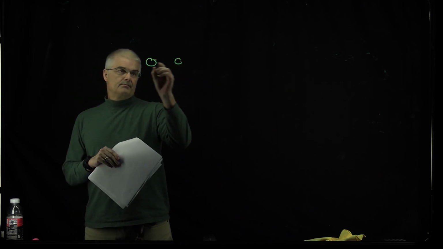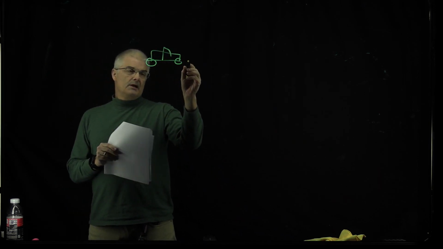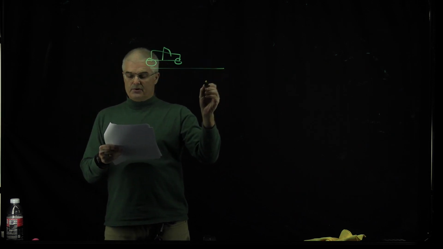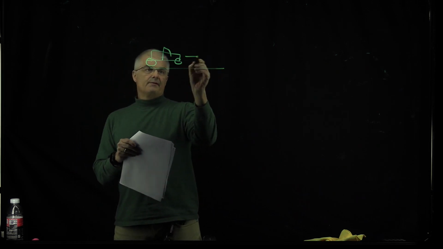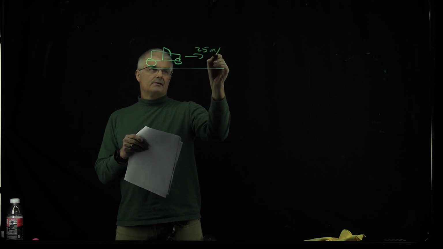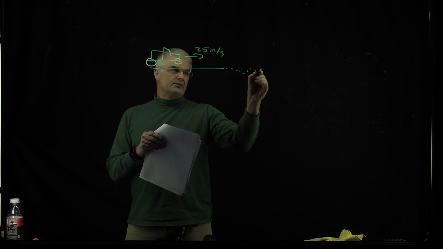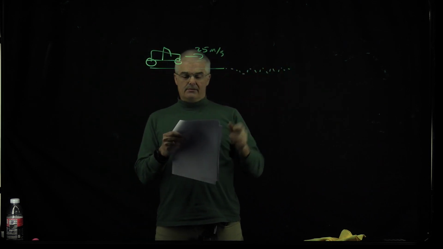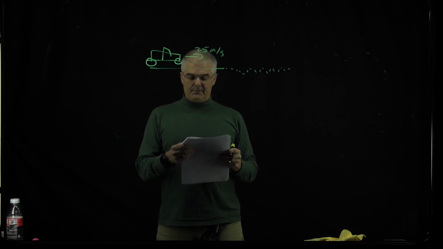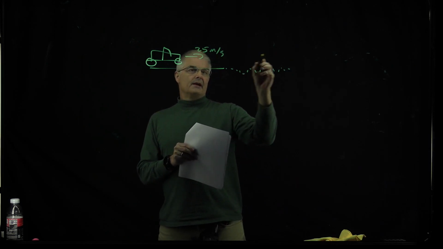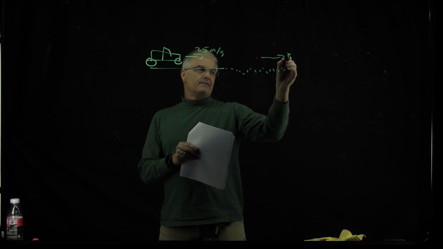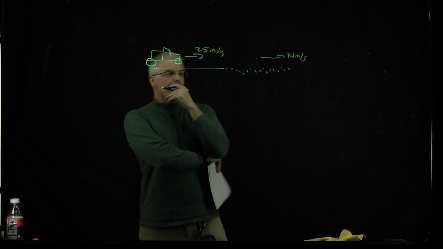So we've got a car traveling along a stretch of road, and he's moving at 25 meters per second. And then he hits some sandy ground, right? And then after passing over this, he's now moving at 14 meters per second, right?